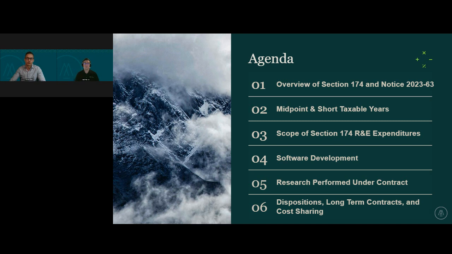So just a brief agenda here. We're going to begin by providing an overview of Section 174 and the changes brought about by the Tax Cuts and Jobs Act, or TCJA.